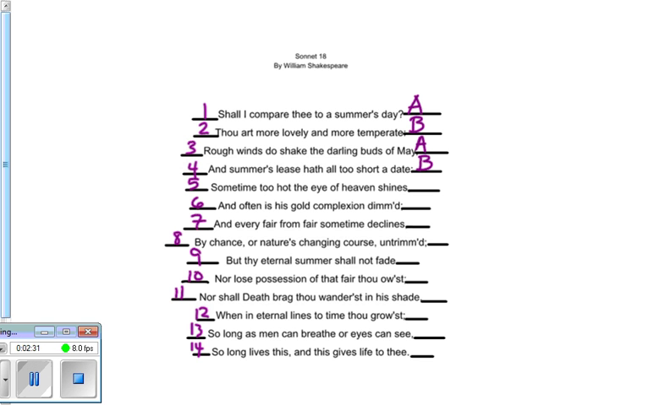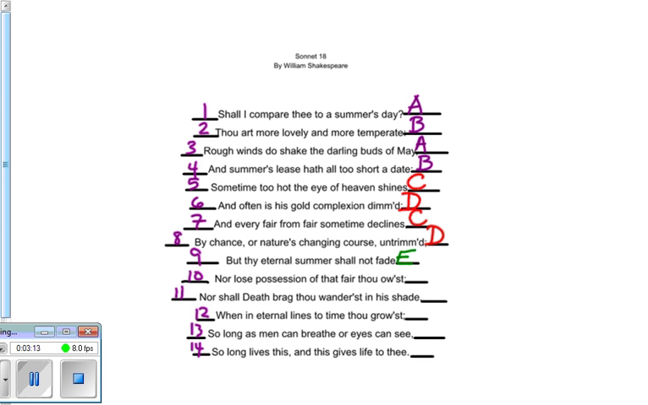So following in that same vein, if we look at the next line, line 5, shines doesn't rhyme with any of the words before it: date, may, temperate, or day. So we're going to give it a new letter, and that new letter will be the next one alphabetically, which is C. Dimmed does not rhyme with shines or any of the lines before it, so we're going to give it a new letter. That letter will be D, the next one alphabetically. Now, declines rhymes with shines, so we're going to give that a letter C, and trimmed rhymes with dimmed, so we're going to give that a letter D.